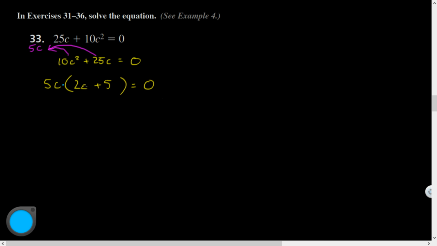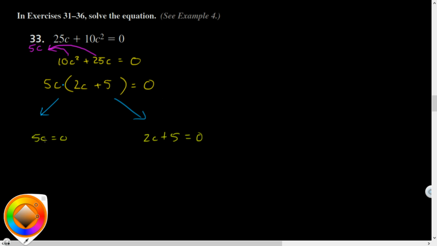However, now that I've got two things that multiply to be 0, I'm going to use my first skill, the zero product property from yesterday. Let's see if I can get a better line. There we go. I like that arrow better. So I break it up into two cases. Either the 5c was equal to 0, or the 2c plus 5 was equal to 0. And now I just solve both of these normal style.